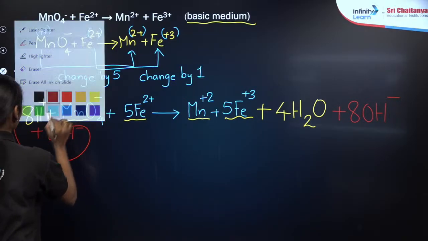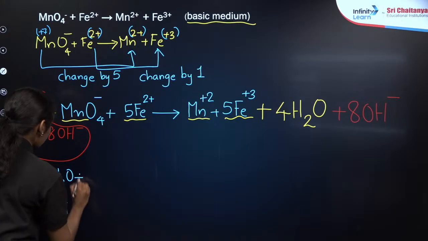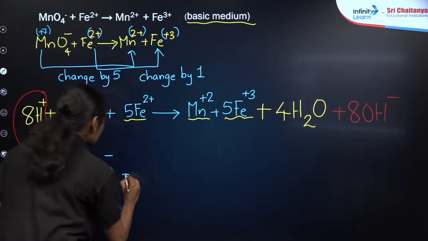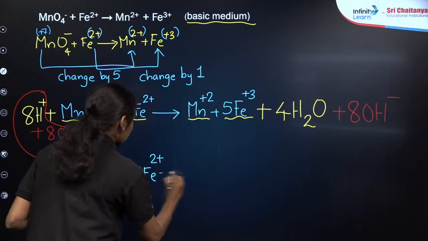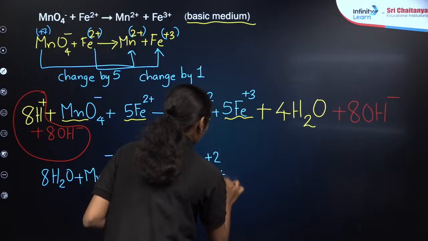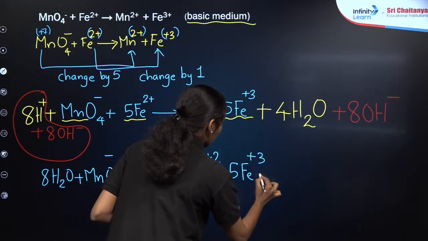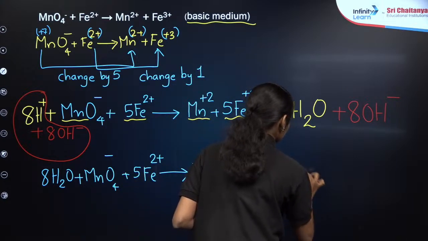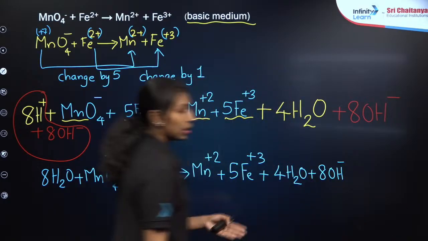So I am writing here 8H2O plus MnO4 minus plus 5Fe2 plus gives Mn2 plus, 5Fe3 plus, 4H2O plus 8 OH minus. Is there any doubt?